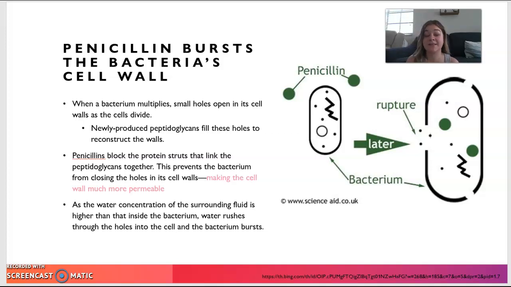And then when that happens, the cell wall is much more permeable, right? So that's how it's really hurting that cell's permeability ability. So then when there's a water concentration surrounding that cell, and there's a high concentration compared to what's inside, then you're going to have that rush of water going into the cell through those holes that aren't blocked anymore, and then that bacteria is just going to burst.